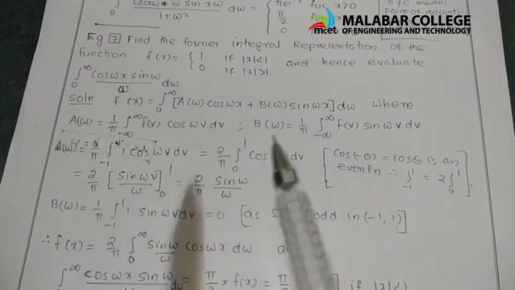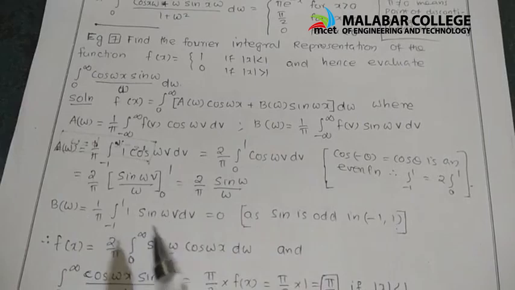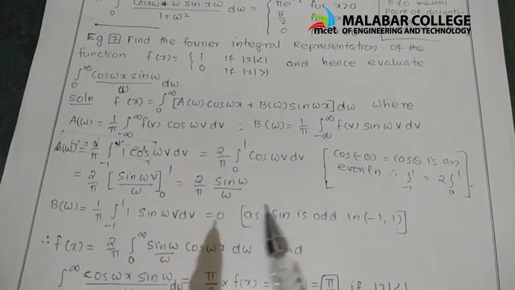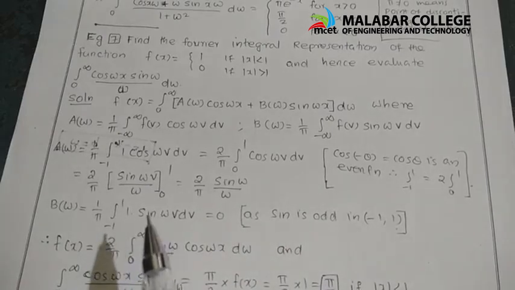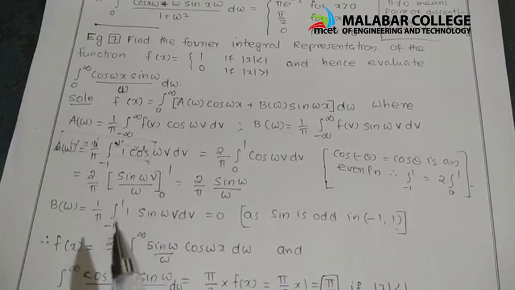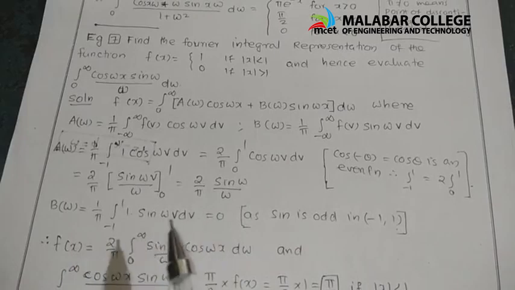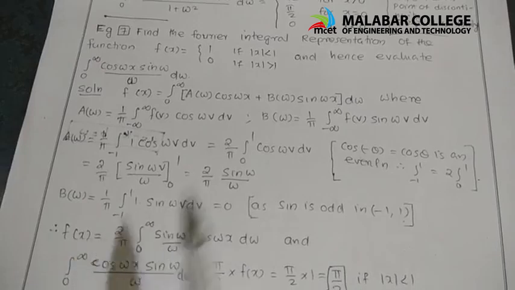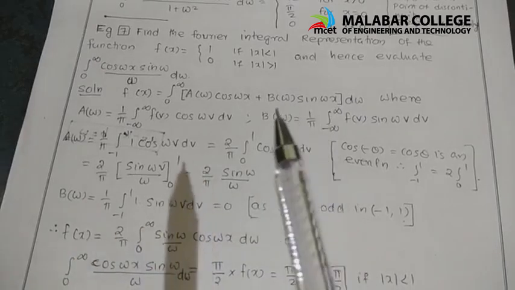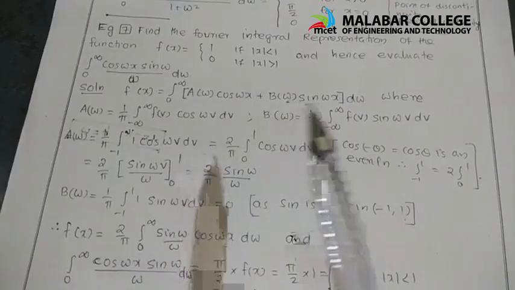Similarly, we have to find b omega here. In place of v we substitute 1, f of v we substitute 1: integral of 1 sin omega v dv, which is an odd function between minus 1 and 1, because sin minus theta is minus sin theta. For an odd function, we know that in the interval minus 1 to 1 the integral value is 0. Otherwise we can directly integrate and we will see the integral value is also 0. So b omega is 0, and that second term vanishes.